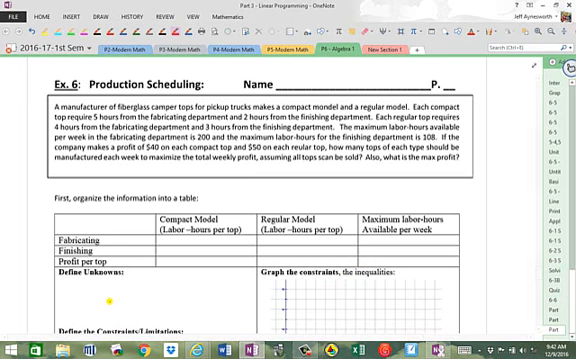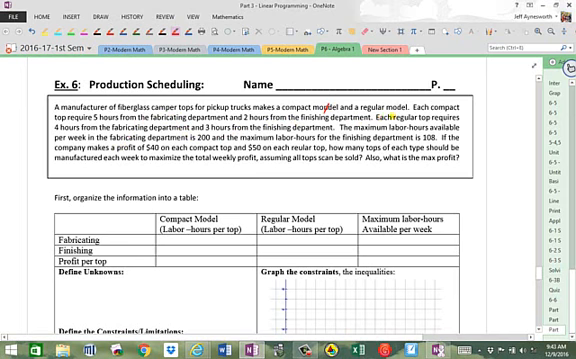All right, we're back now. So let's read the problem here. A manufacturer of fiberglass camper tops for pickup trucks makes a compact model and a regular model. So we got two things going on here.